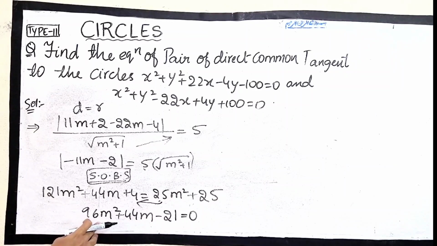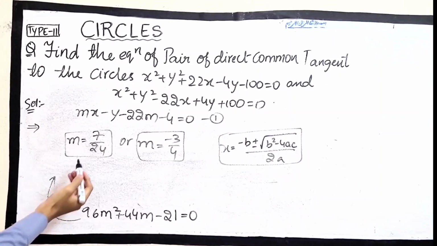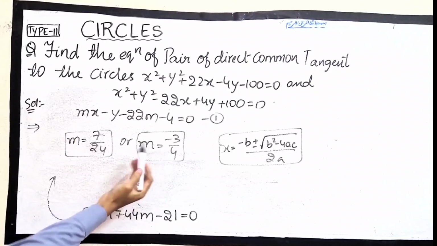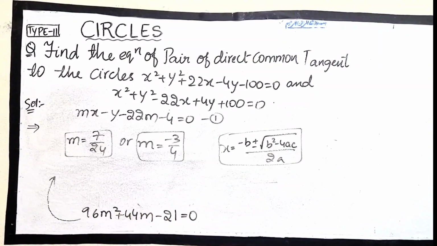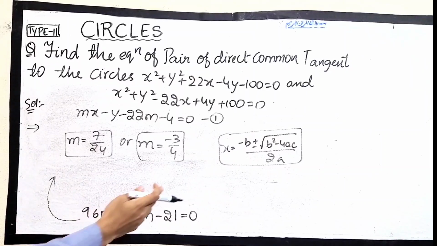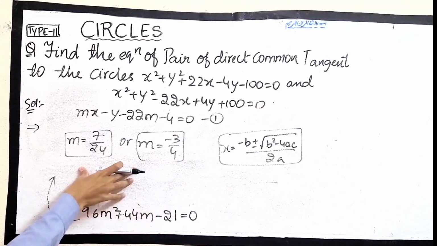So just apply the quadratic formula. If you know factorization you can do that, but the easy way is to apply the quadratic formula and get the m values. So let us see, after applying the quadratic formula we'll get the m values too. Here after factorization we got the m value as m is equal to 7 by 24 or m equal to minus 3 by 4. As I told, you have to apply this formula. This is the quadratic formula for the one who doesn't know. Just substitute these values in place of a, b, c. Just substitute these values, we will get the m value.